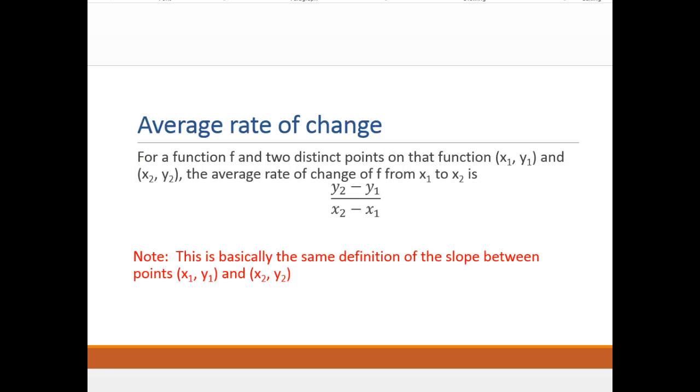Let's define what average rate of change means. For a function f, and I have two distinct points, x1, y1, and x2, y2, the average rate of change of f from x1 to x2 is simply delta y, y2 minus y1, over x2 minus x1. Again, this is basically the same definition as slope between the 2 points. So when I'm talking about average rate of change, I'm literally referring to slope.